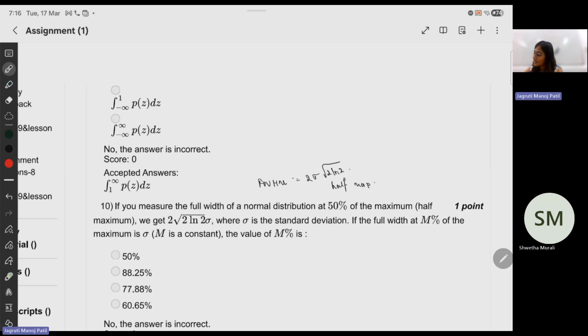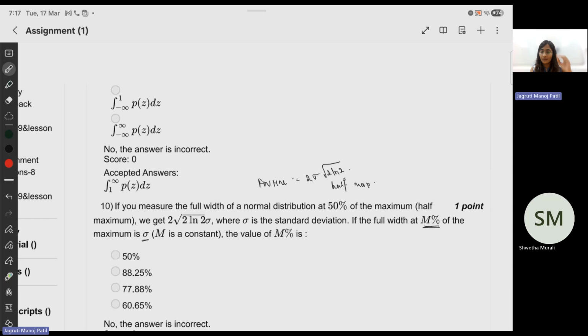If the full width at m% of the maximum value is sigma, the full width at m% of the maximum is sigma. The value of m% is what? Full width at this percent. So I guess we'll have to compute.